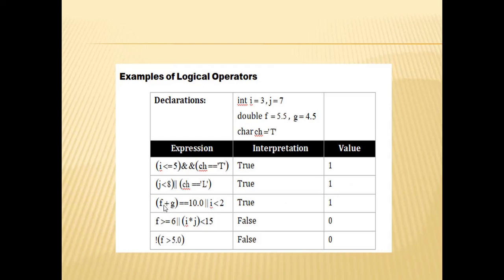And here it is f plus g is equal to 10. So f plus g, 5.5 plus 4.5, is equal to 10. The value of this is true. True logical OR, so here 3 is less than 2, which is false. True logical OR false.